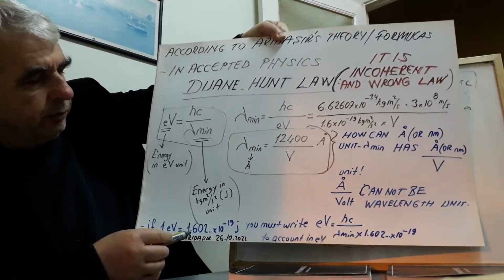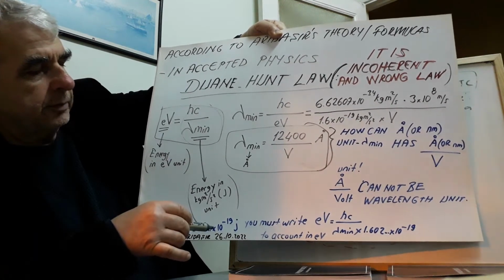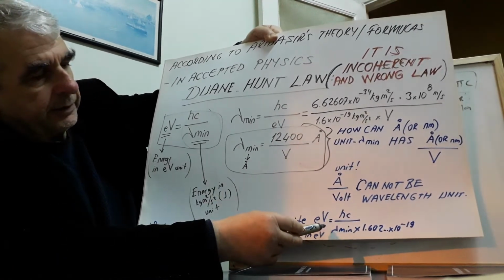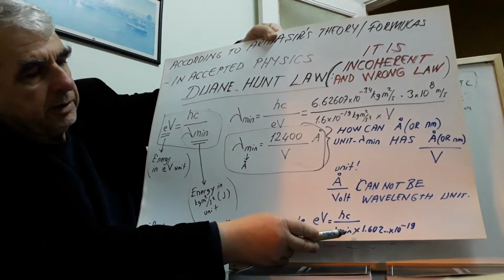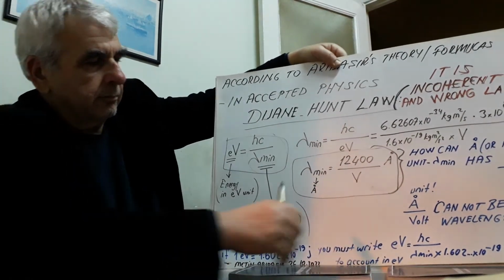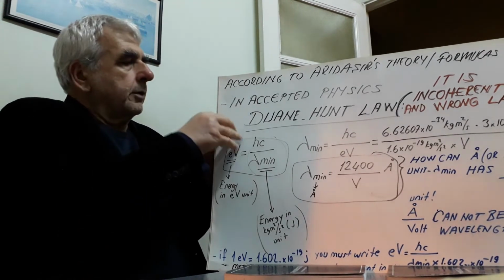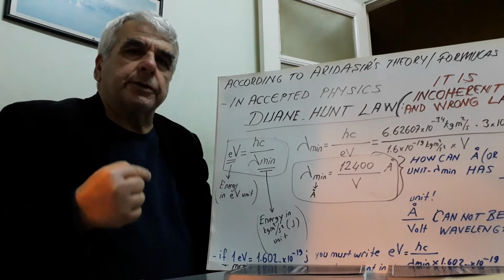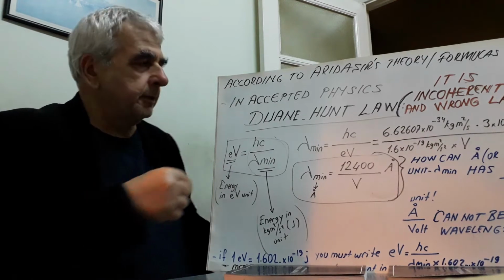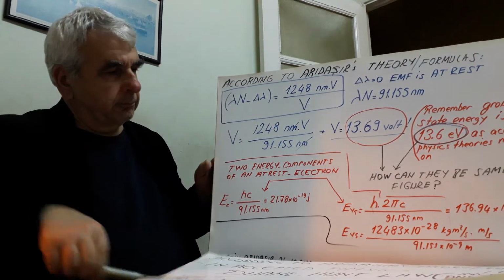If 1 eV is equal to 1.602 times 10 to the minus 19 joule, you must write this formula like this: eV is equal to hc divided by lambda min, multiplied by this. For voltage, electric potential accelerated electron motion form, I have this formula.